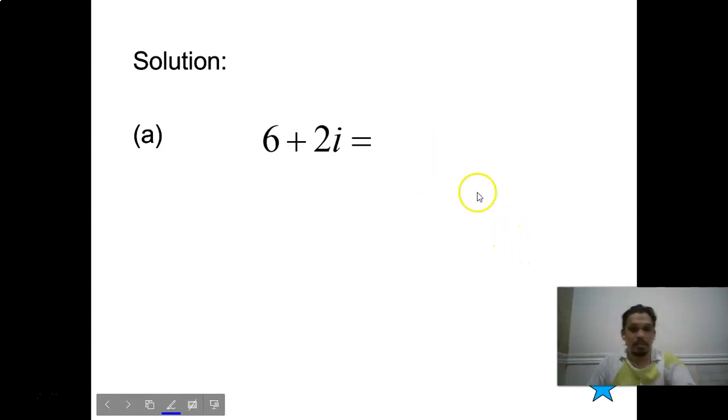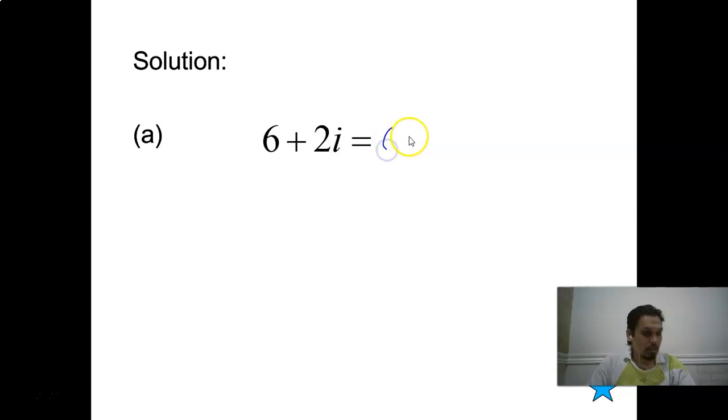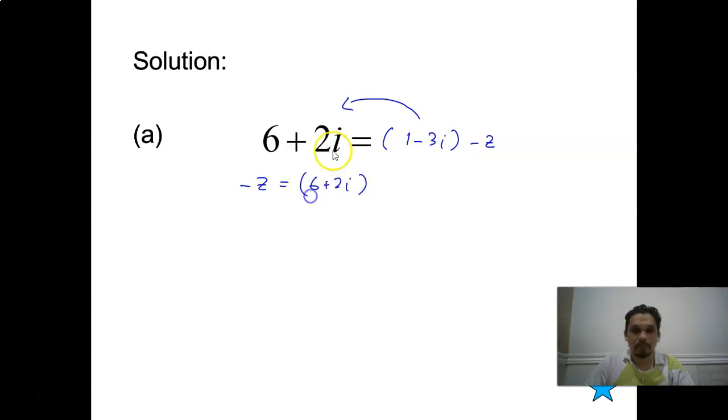Okay, now this is 6 plus 2i, 1 minus 3i minus z. I'll copy all the question again. Just imagine that we bring this to the left side, with a negative z. So negative z equal to 6 plus 2i, and bring this to the left side, minus 1 minus 3i.